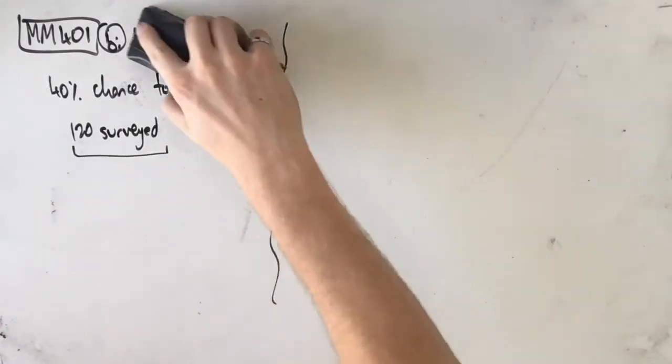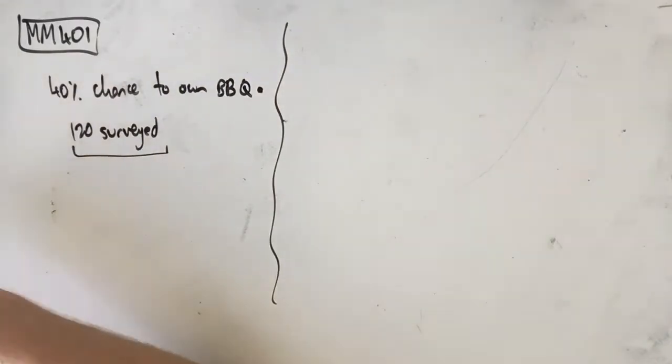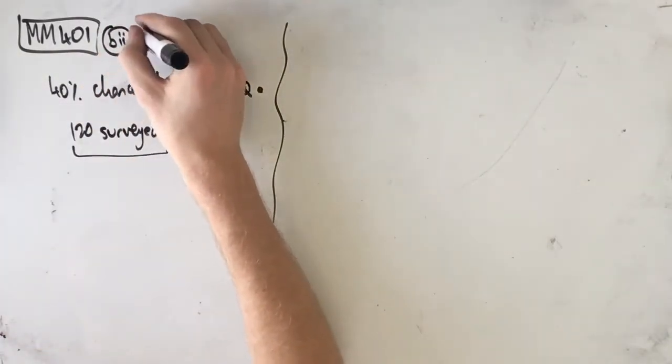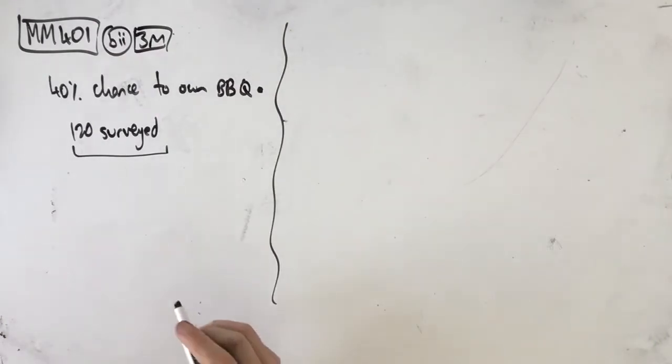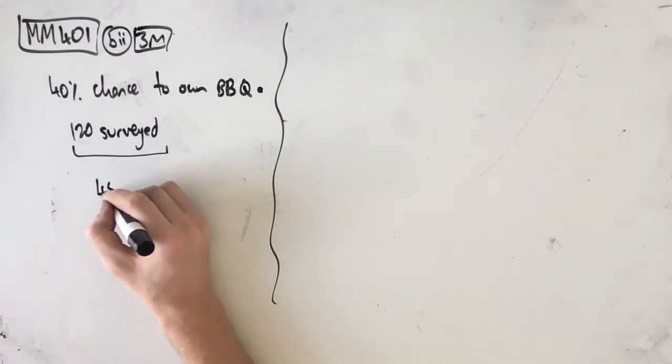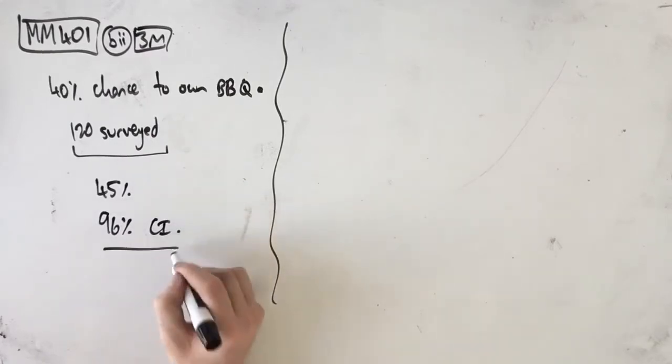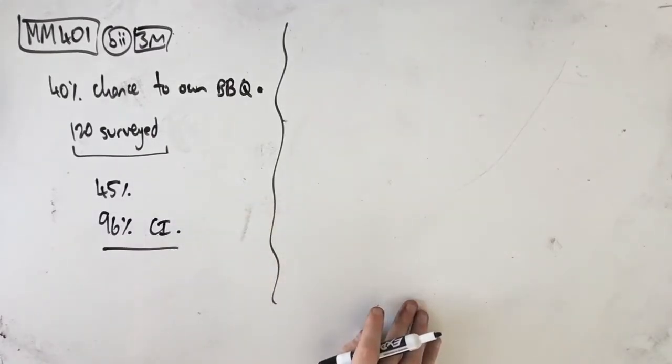This is a 3-mark question. It says 45% of households in the larger survey own a barbecue. Find the 96% confidence interval for the estimate of the proportion of households in this town that own a barbecue, correct to 4 decimal places.